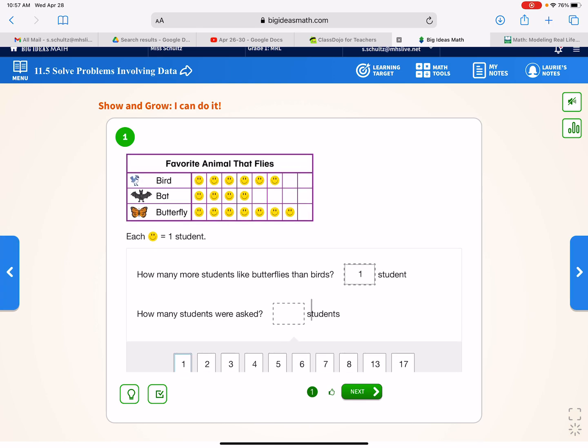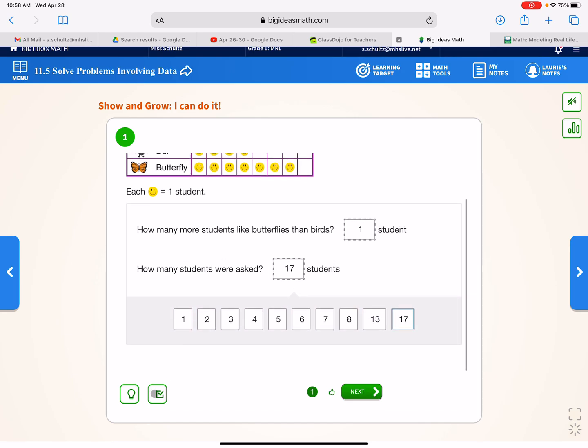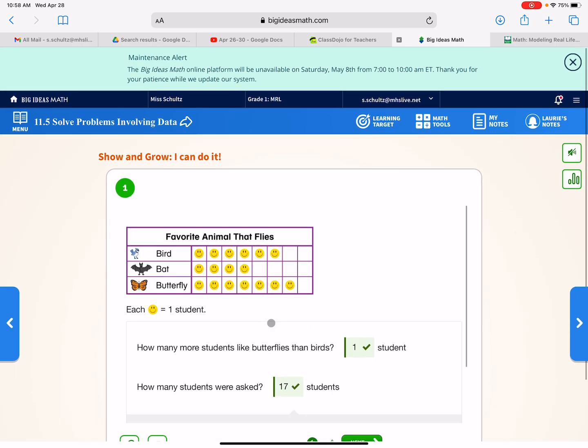And now it's asking how many students were asked in this poll. So now we have to count the total number of people that voted in all. We have 1, 2, 3, 4, 5, 6 in bird, and then we have 4 in bat. So 6 plus 4 is what? It is 10. And for butterfly, we have 11, 12, 13, 14, 15, 16, 17 students that were asked in total. And let's check our work. And we did that correct.